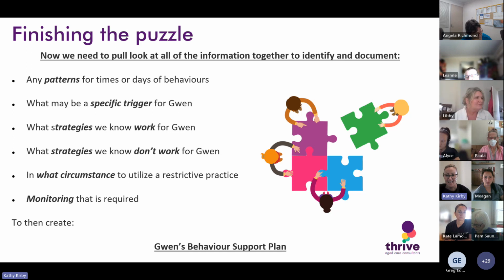So what are we doing? We're sitting there, we're highlighting, we're looking for patterns of days or times or people that might trigger Gwen, okay? And then we work out what works well for Gwen, what doesn't work well. What circumstance are we potentially going to use that PRN medication that we have for Gwen? And we also are going to write down, if we are using that restrictive practice, what monitoring do we need to do for Gwen? So if we get to the point where Gwen needs a PRN risperidone, let's say, how am I going to monitor that?